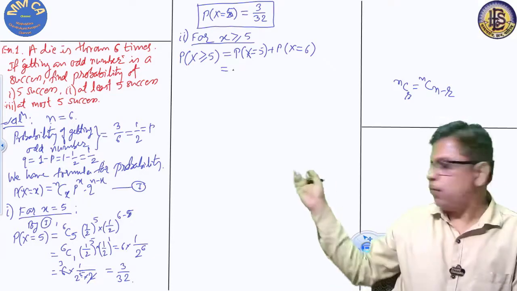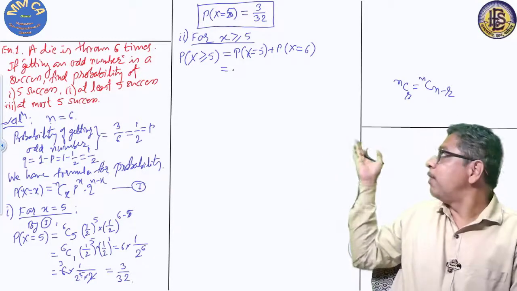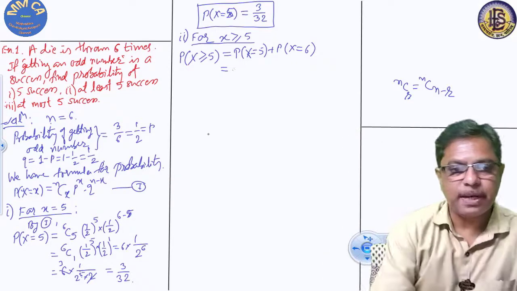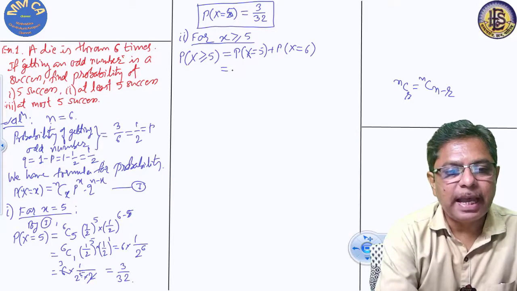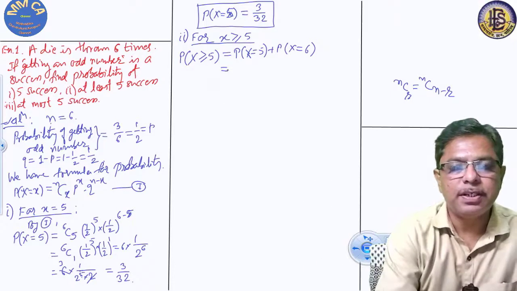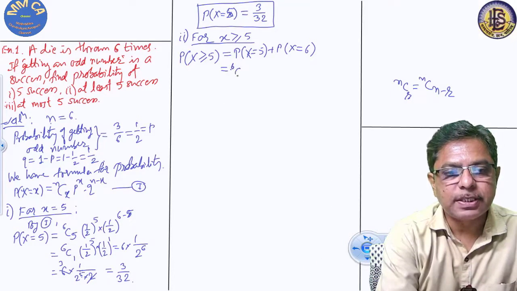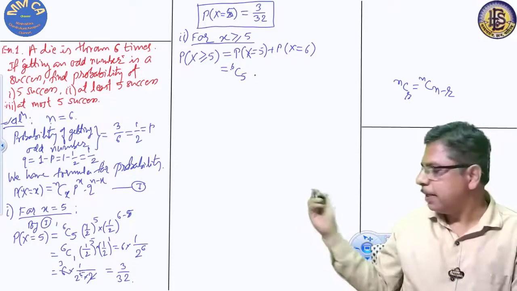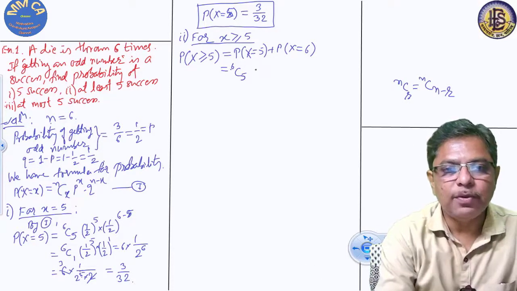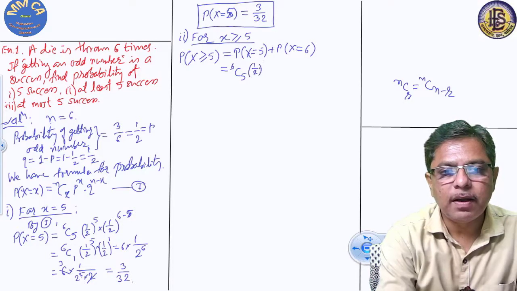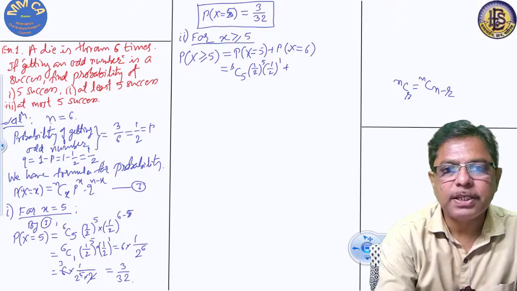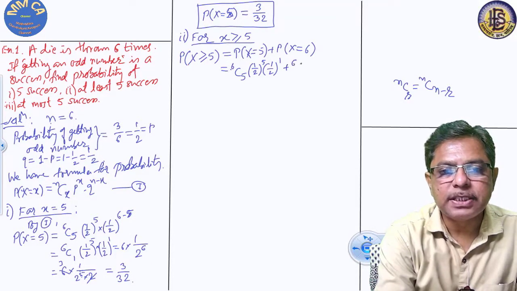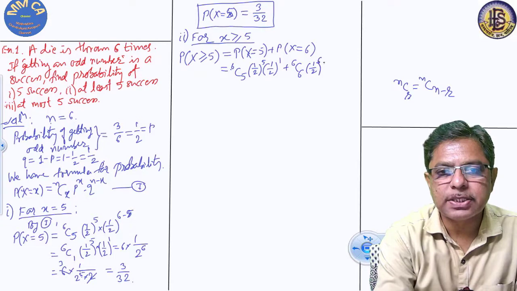Now we'll use the formula 2 times. First for probability of capital X is equal to 5 and then for probability of capital X is equal to 6. So see what happens. N, see the formula first. N is 6, 6C5, already we have calculated that in the first part, into 1/2 raised to 5 into 1/2 raised to 6 minus 5 is 1, plus 6C6, 1/2 raised to 6 into 1/2 raised to 0.